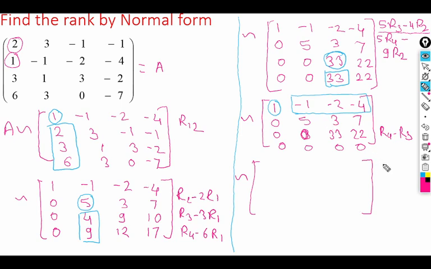So we have to take C2 plus C1 to make this 0. C2 plus C1, C3 plus 2C1, and C4 plus 4C1. And this is the way you can get 3 zeros there, 1, 2, 3. So these 3 zeros are here also. Remaining entries, no change.